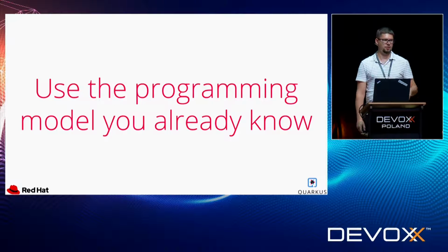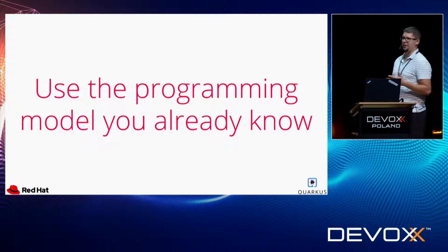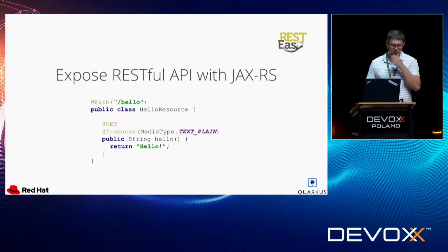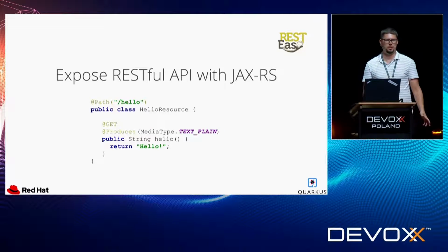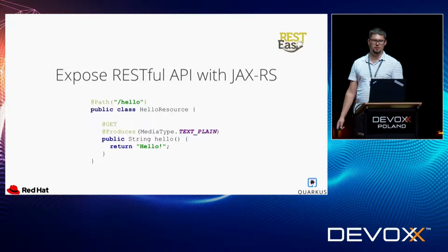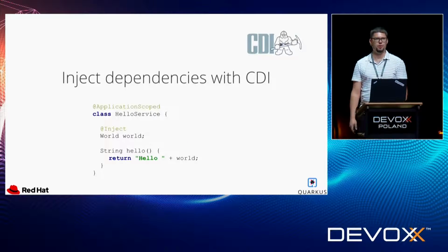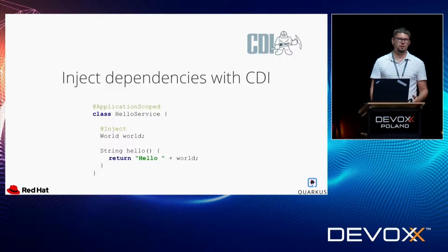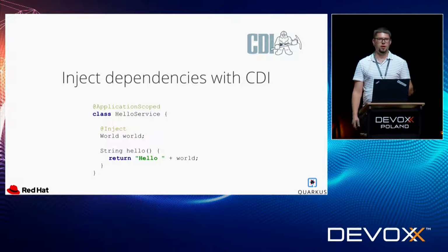Now let's dive a bit into how you can use Quarkus. Thankfully, you don't have to learn anything new, basically. You can expose your RESTful APIs with JAX-RS. If you're not familiar with JAX-RS but are with Spring stuff, it maps really easily. You can inject dependencies with CDI, but you can also use Spring annotations for dependency injection. They will just be translated to CDI annotations at build time.